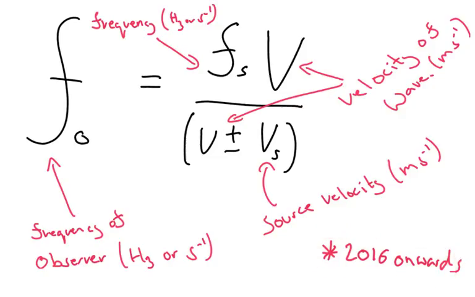The frequency of the observer, measured in hertz or per second, is equal to the frequency of the source times by the velocity of the wave divided by the velocity of the wave plus or minus the velocity of the source, where velocity is measured in meters per second.